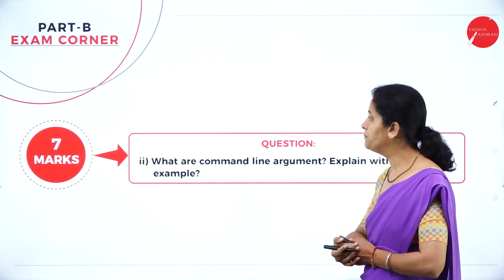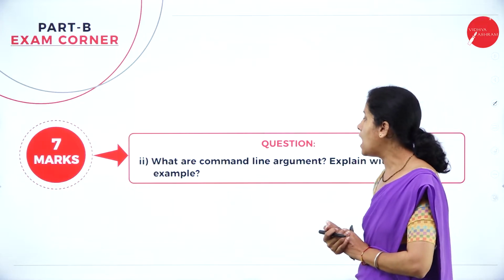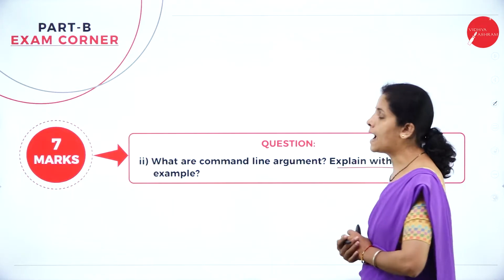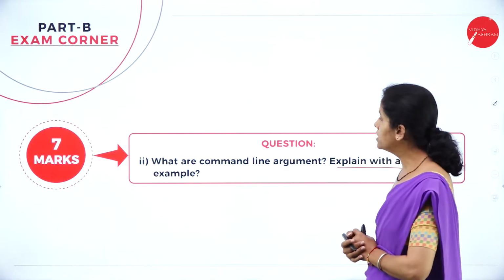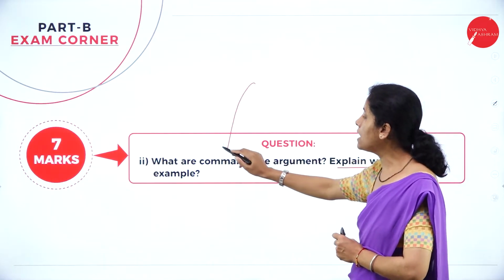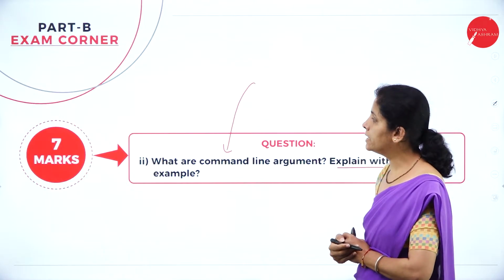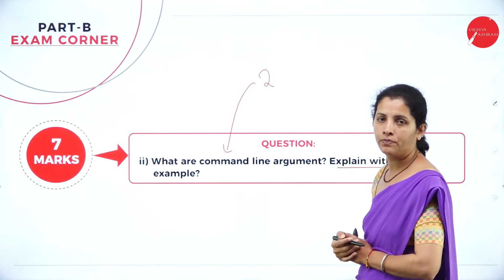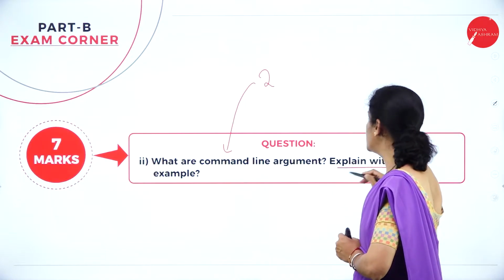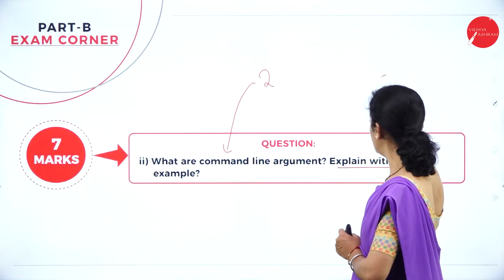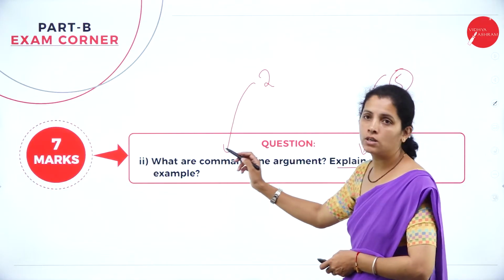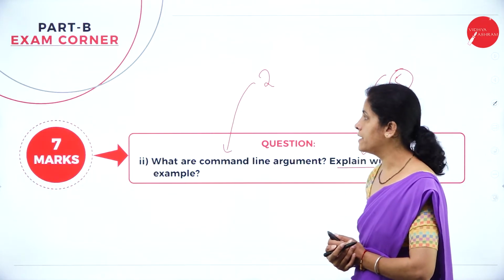Now, what are command line arguments? Explain with an example. So, dear student, what are command line arguments? It carries 2 marks. And explaining with an example carries 5 marks. So the total marks here is 7.